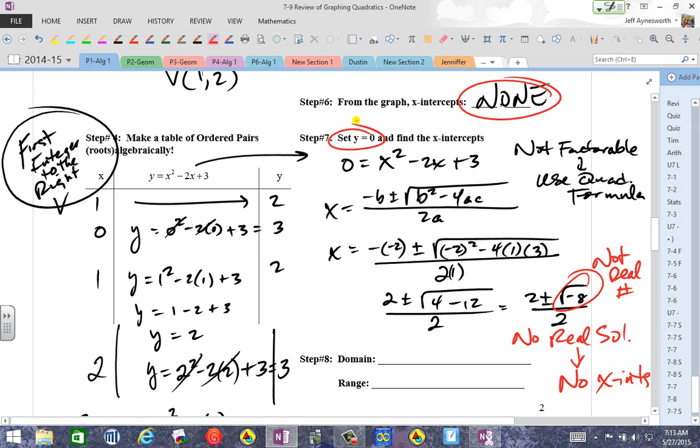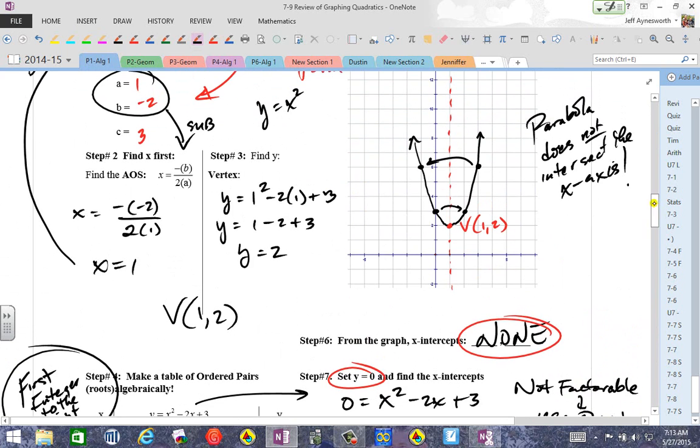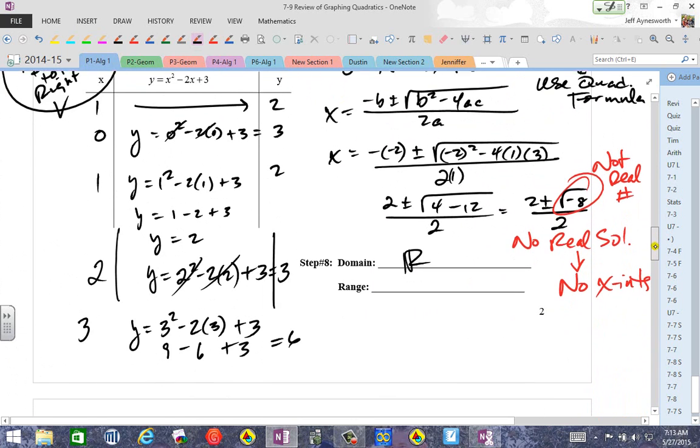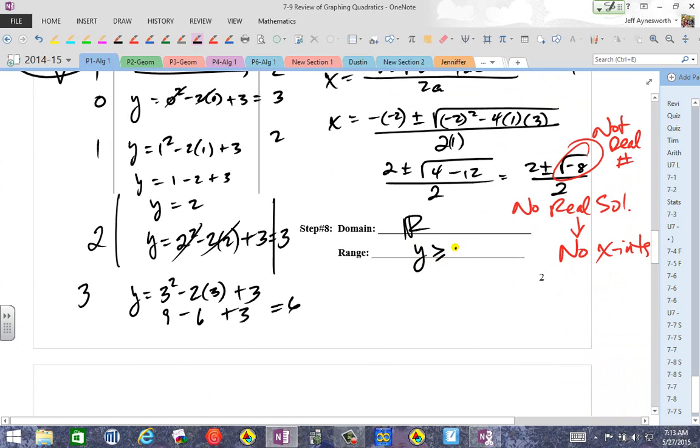So the only thing you do is state the domain, which is the set of all reals. Go back up to the graph and see this is a minimum. So its y minimum is equal to 2. That means all the other y values have got to be greater than or equal to it. So greater than or equal to 2. And that's all there is to it.